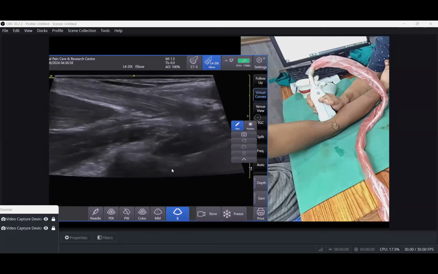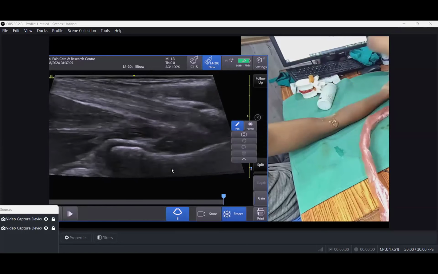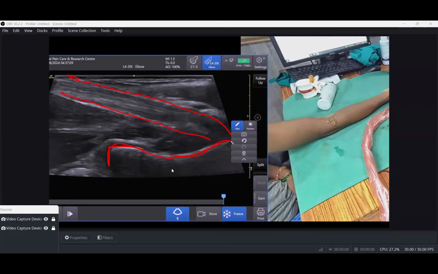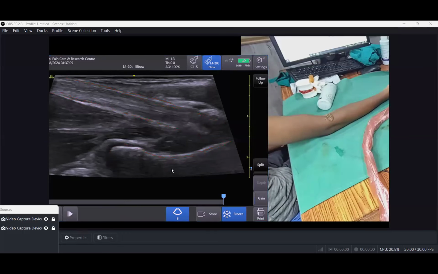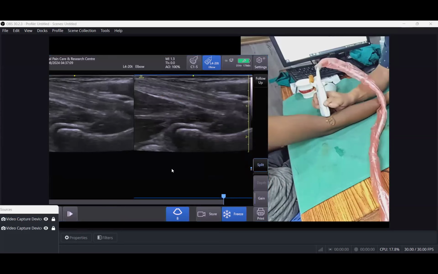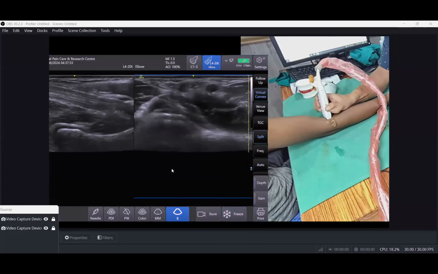Actually, you'll be seeing the artery here also. So I'll be freezing here. This is the long axis view of the biceps tendon getting attached to the radial tubercle. You can see this is the radial head, this is the neck of the radius, and this is the radial tubercle. And you can see a long axis view of the biceps tendon getting attached to the radial tubercle. So this was a long axis view, and this one is the short axis view.